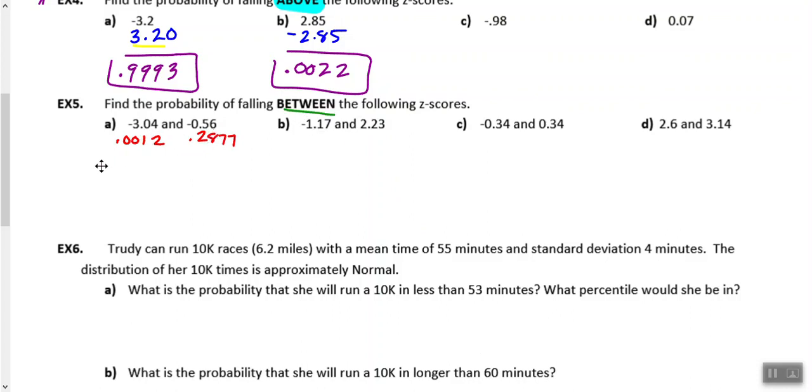Now, in order to find in between, I have to subtract my two probabilities. So I'm going to take 0.2877 and subtract 0.0012. Go to my calculator, and I get 0.2865.